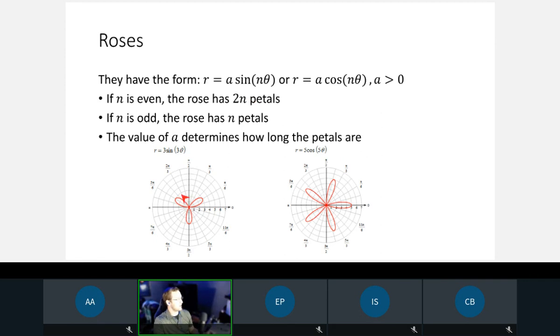And then if it's odd, like these 2 examples, this tells us that you're going to have just n petals. So this right here is 3 theta. That tells you it's odd, so that's 3 petals. Well, this is 5 theta, so this has 5 petals. And that's it. Those are roses.